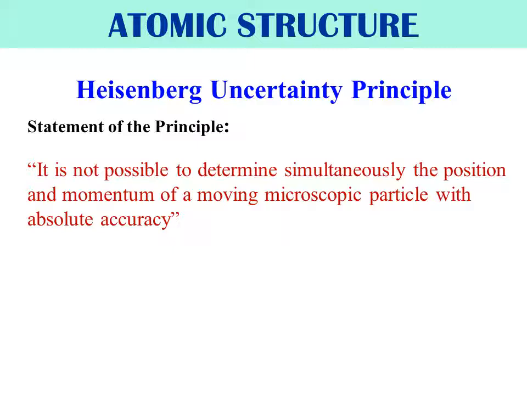Now you may ask, what is the relation with that? My question was how they are distributed, and whether they are present in one particular place, or continuous, or scattered. Our question is basically regarding the position. We want to figure out the location of the electron. But Heisenberg stated that it is not possible to determine simultaneously the position and momentum of a moving microscopic particle with absolute accuracy.